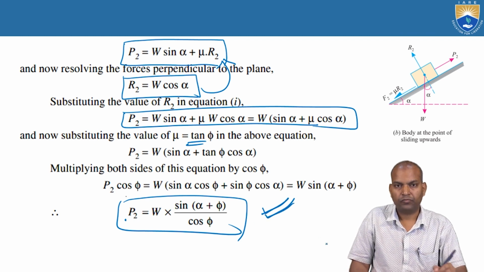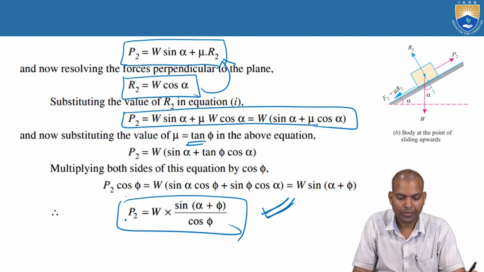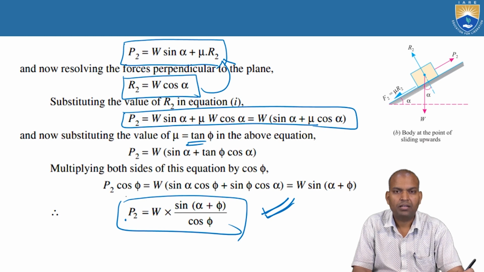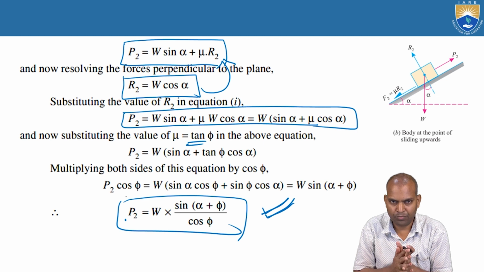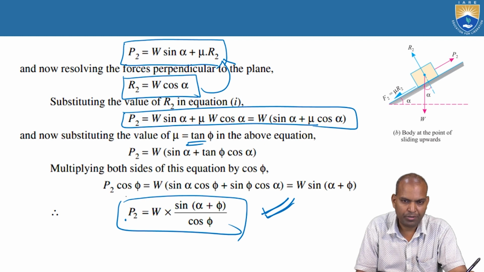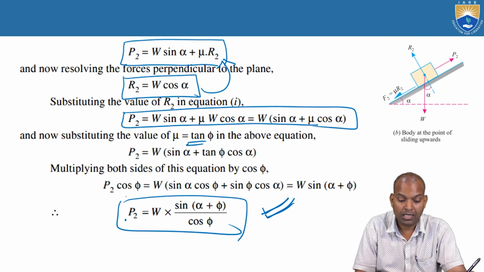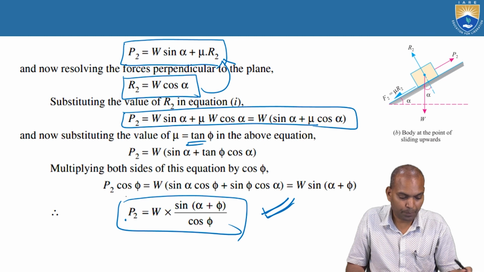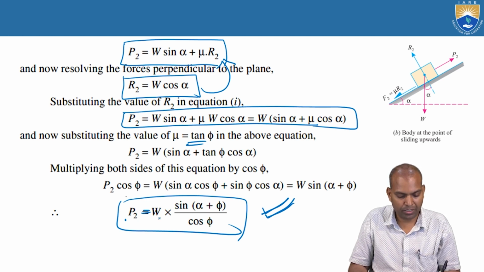In this session, we covered two things, which are very important. There are two problems we solved. One is the multiple body problem, and another is the single body problem. Finally, when a single body is on an inclined plane, we saw how to calculate the effort, the minimum force and maximum force. Here P2 is the maximum force, P2 equal to W times sin of alpha plus phi by cos phi.